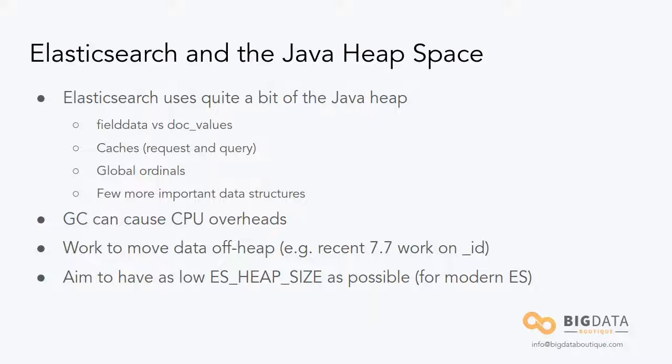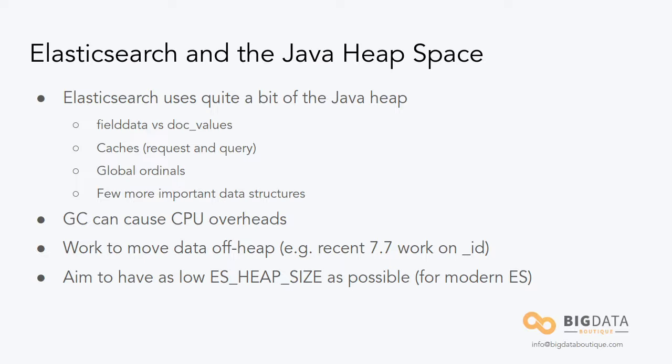Last week, Elasticsearch 7.7 was released, and one important data structure that is very frequently used has been moved off heap as well. Something that is relating to the _ID field, the document IDs. So Elasticsearch is doing quite a lot of work with that. And as long as you're staying on a current version, you're probably going to suffer less from Java heap problems, but still you may be making some mistakes over there.